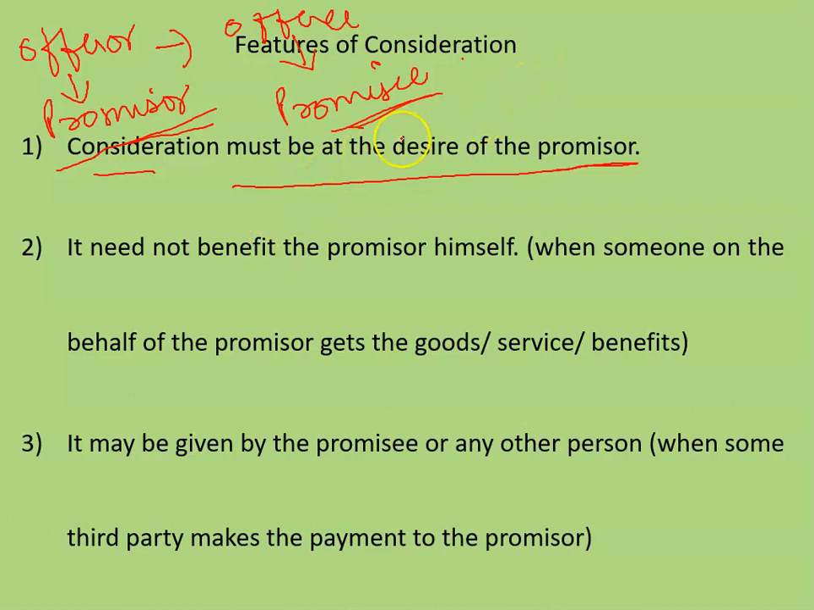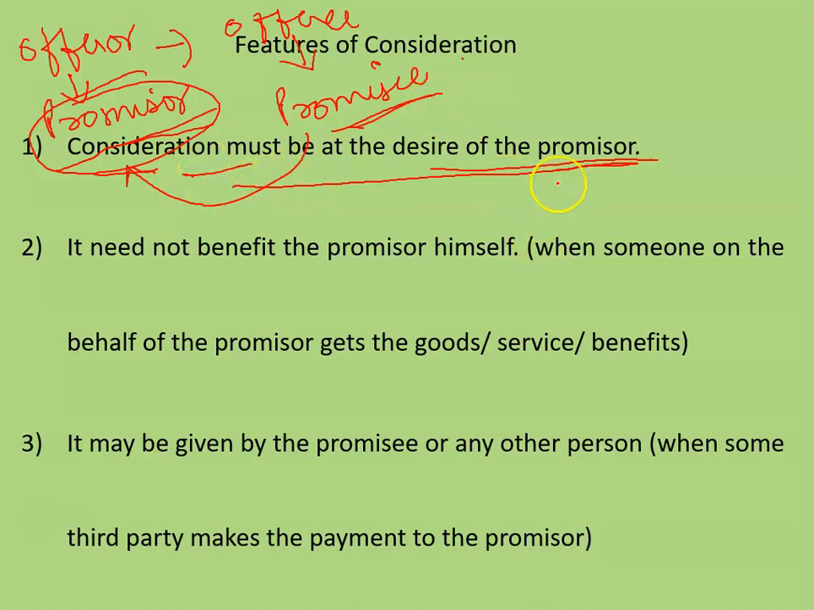In that case, this promisee cannot claim the compensation from the promisor, because consideration is what? It should be at the desire of the promisor. Whatever the promisor suggests, or whatever agreement the promisor and promisee have made with each other, the consideration or subject matter should be according to that, not beyond that. I hope it is clear.